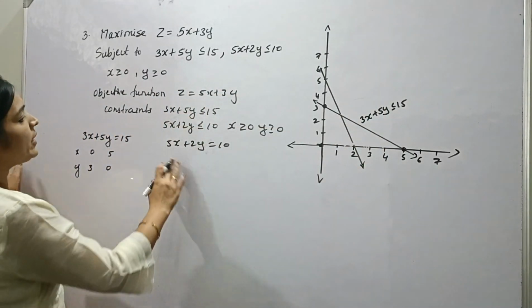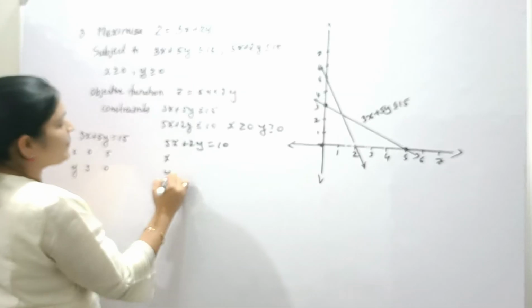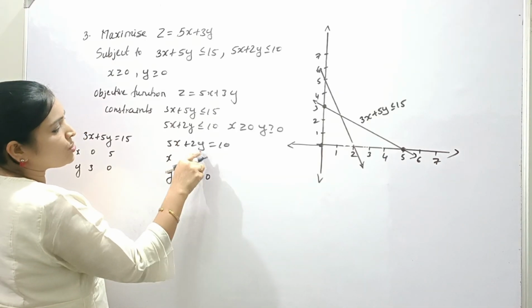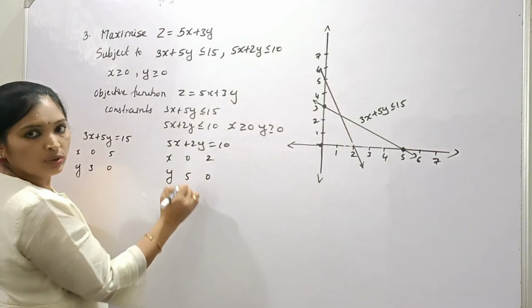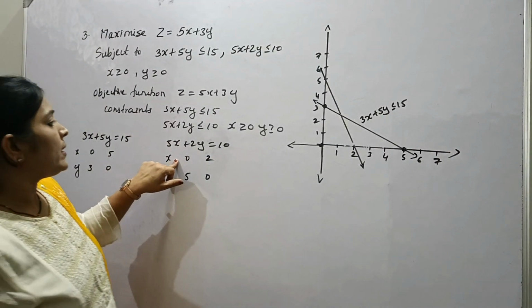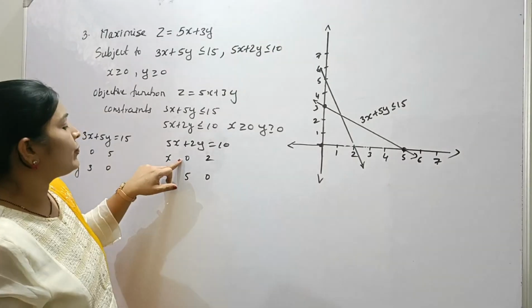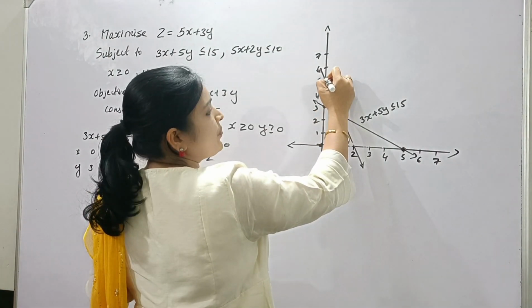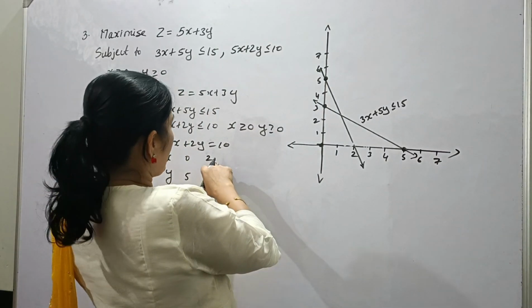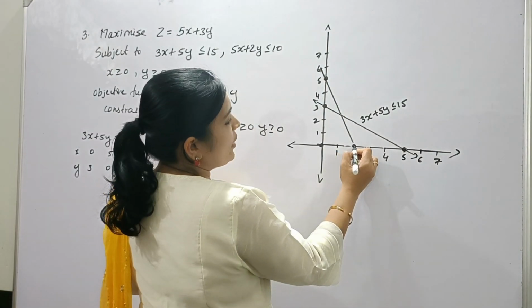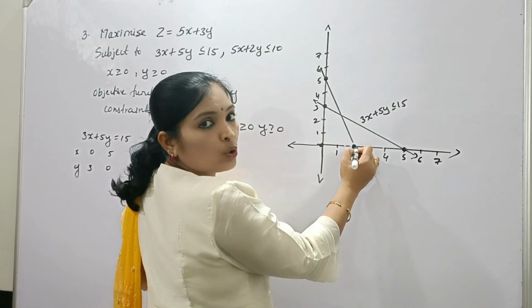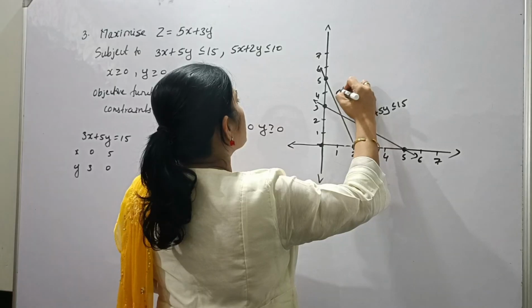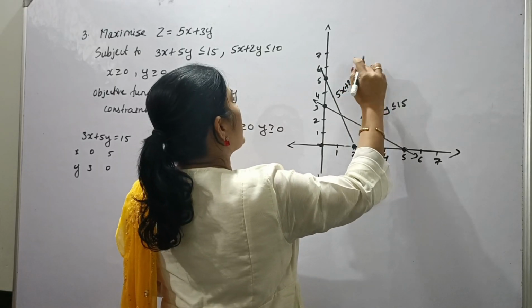Next, here we will find x, y. When x is equal to 0, what is y? 5. When y is equal to 0, what is x? 2. Right? Okay. So here, next we will plot the points. When x is equal to 0, y is 5. It is the point 0, 5. And when x is equal to 2, y is equal to 0. It is the point 2, 0. Okay. So join these points. So it is the line 5x plus 2y equal to 10.